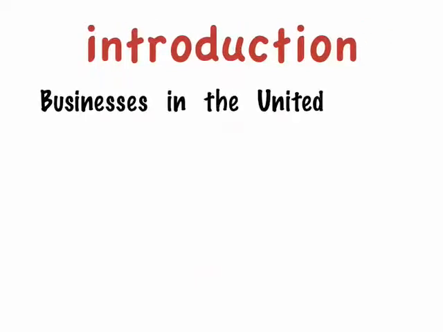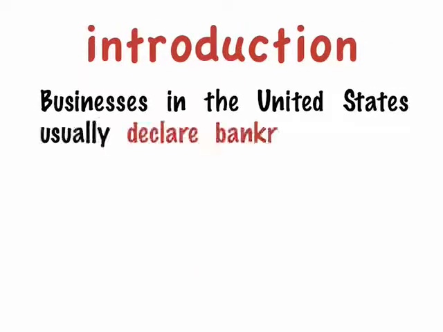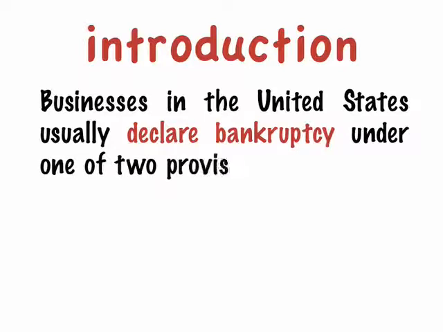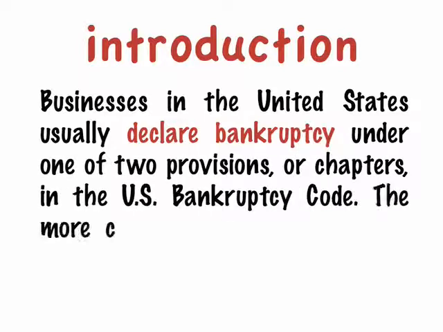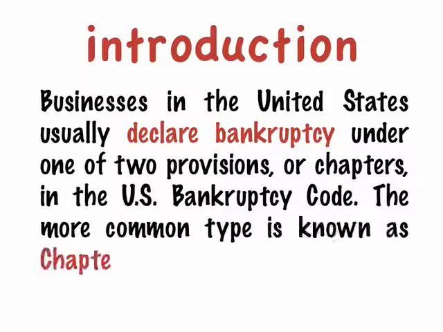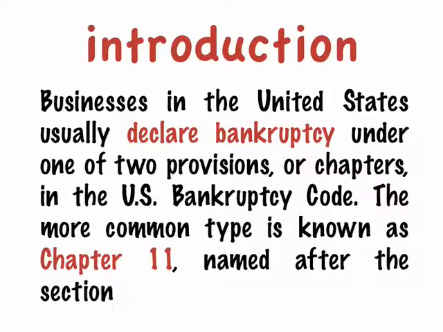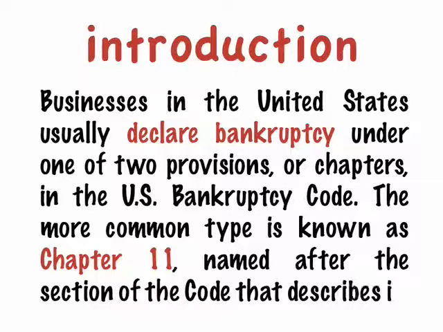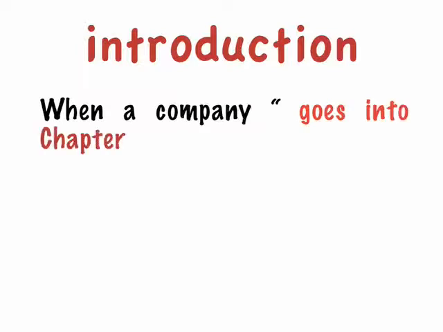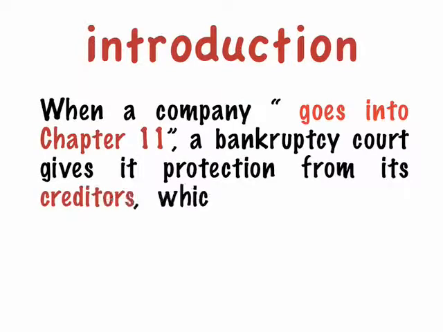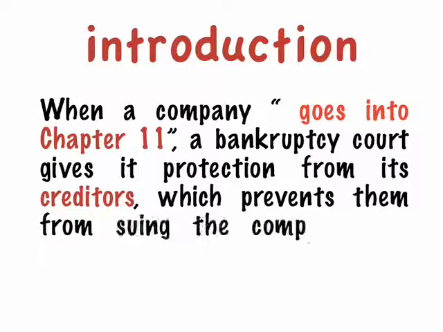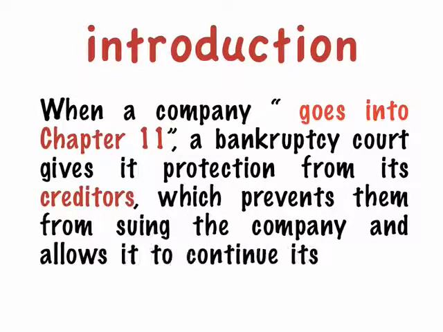Businesses in the United States usually declare bankruptcy under one of two provisions, or chapters, in the U.S. Bankruptcy Code. The more common type is known as Chapter 11, named after the section of the code that describes it. When a company goes into Chapter 11, a bankruptcy court gives it protection from its creditors, which prevents them from suing the company and allows it to continue its normal business.